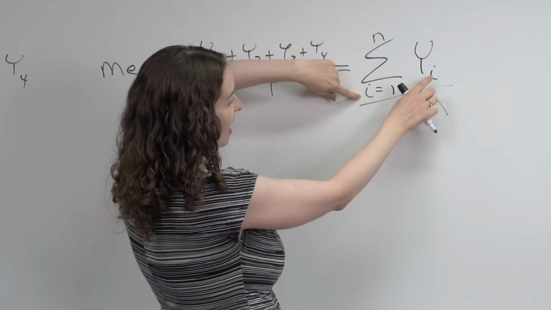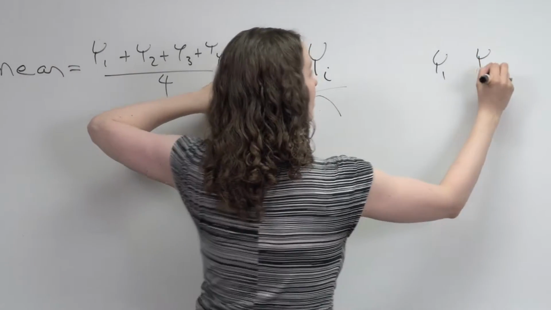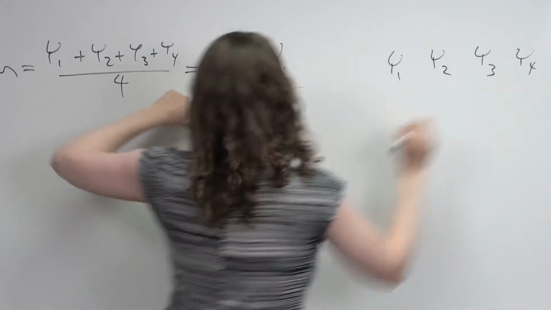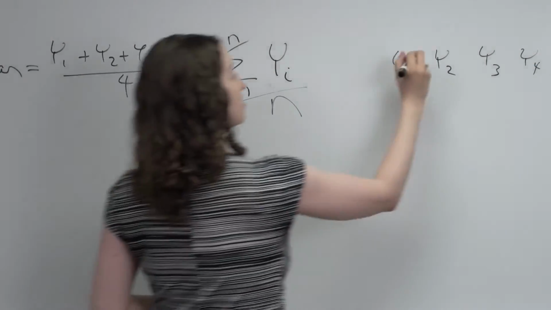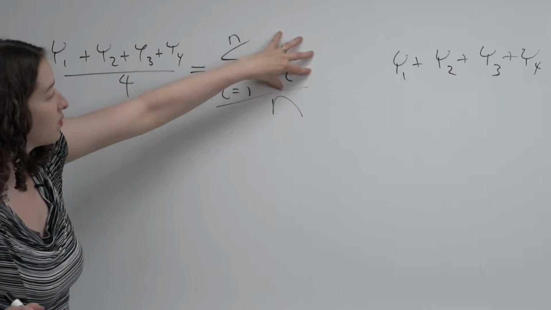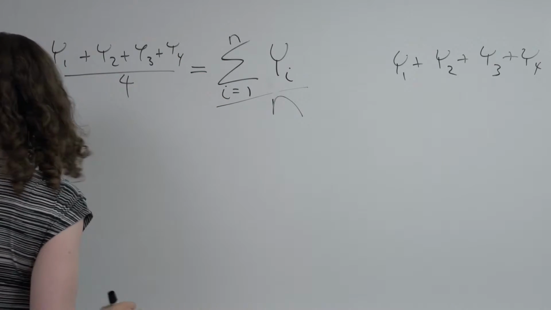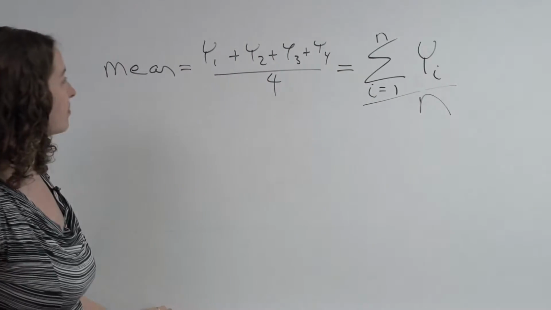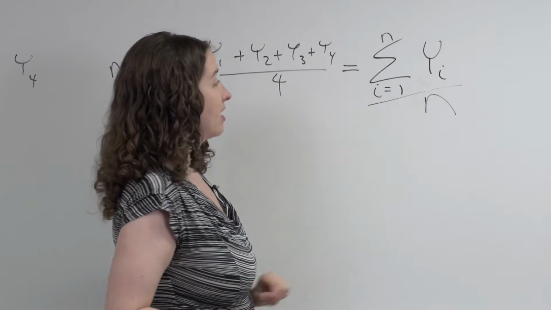In other words, if i is equal to 1, we'd have y1. If i is equal to 2, we'd have y2. If i is equal to 3, we'd have y3. If i is equal to 4, we'd have y4. And if this n over here is equal to 4, then we should stop. And then we add up these values. That's what this notation means. Add up the value of whatever is following the sigma sign where i goes from 1 to n. So the mean comes from adding up all the values and dividing by how many there are.